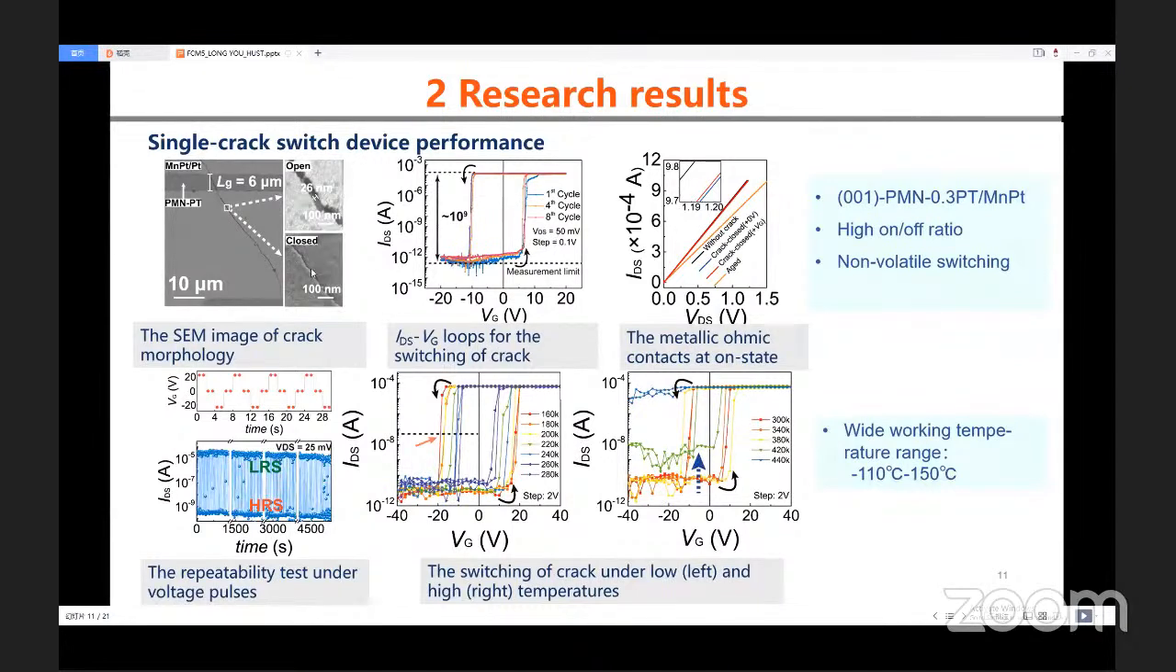In order to confirm the metallic content at the closed state, we compared the on currents before and after the crack is induced. Comparing the black and blue lines, the small difference indicates the metallic content even after the crack is induced. Also, our device shows good stability under voltage pulses and a wide working temperature range.